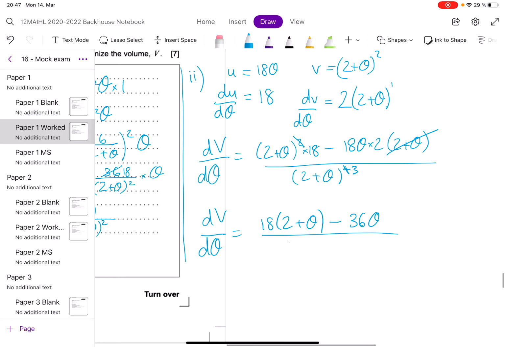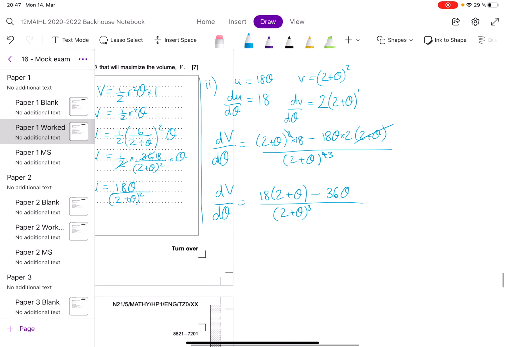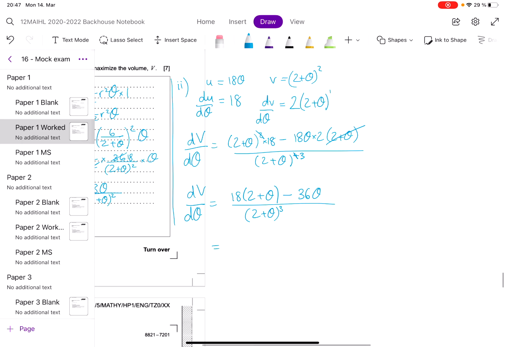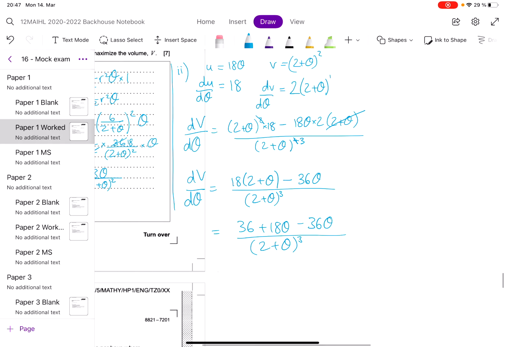I guess we could do a bit more, actually. We could simplify this numerator a bit more. I think if we expand it, we get 36 plus 18 theta minus 36 theta. And I think we can simplify that too. 36 minus 18 theta over 2 plus theta cubed. Okay, I'm very happy to stop at that point. I think I've definitely done enough.